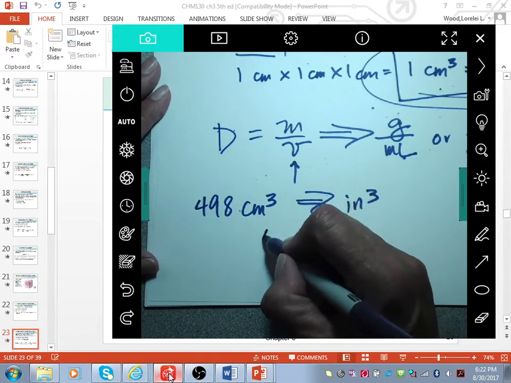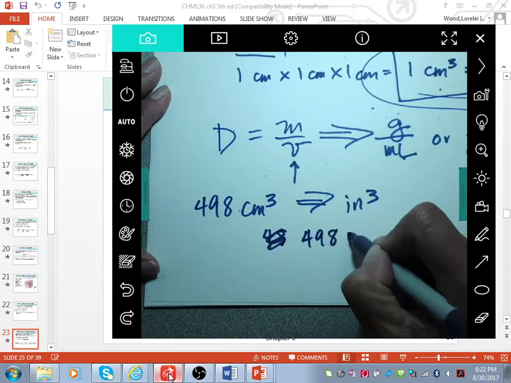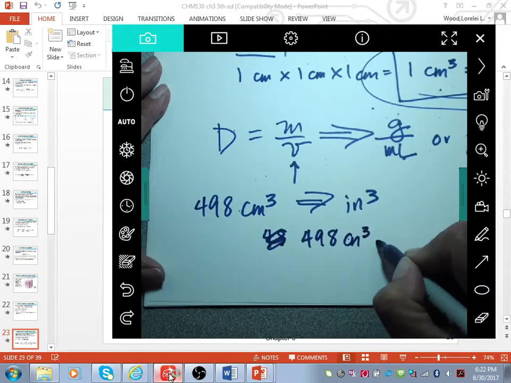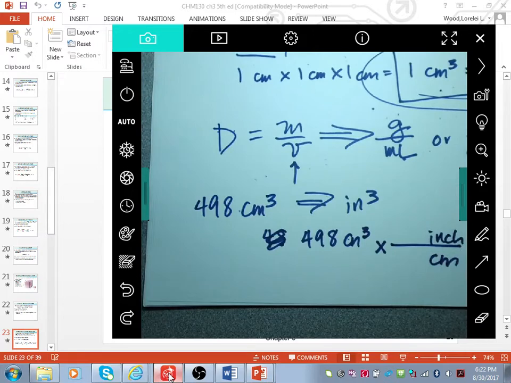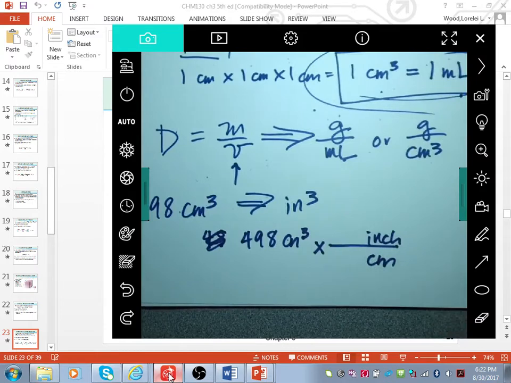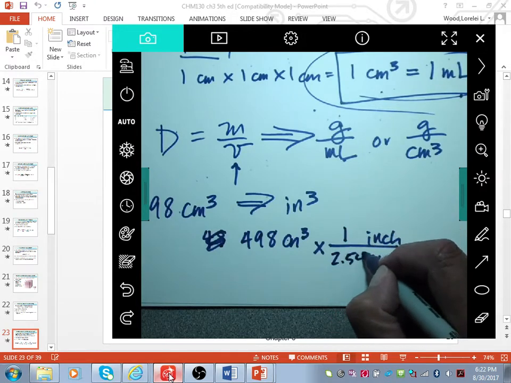If you take the 498 centimeters cubed, and we know that centimeters and inches themselves, not the cubic versions, are related by what equivalency? You guys remember that from your homework? How many centimeters is in an inch? I think we might have had it up here somewhere. It's 2.54, right? 1 inch is 2.54 centimeters.